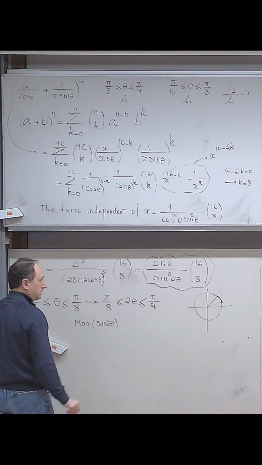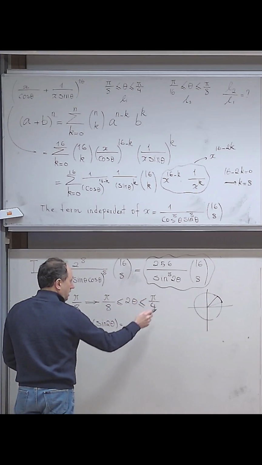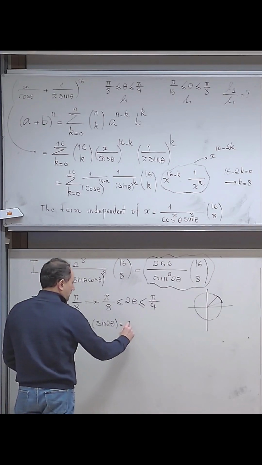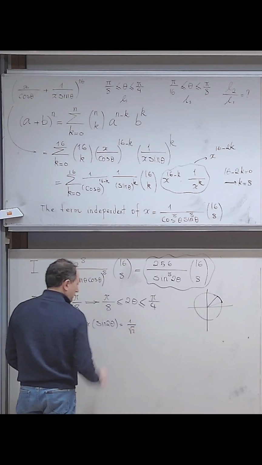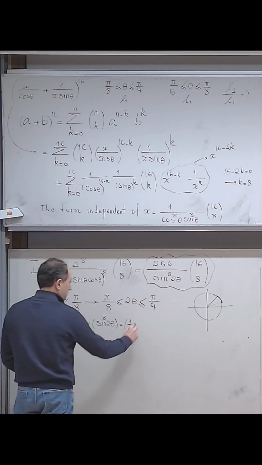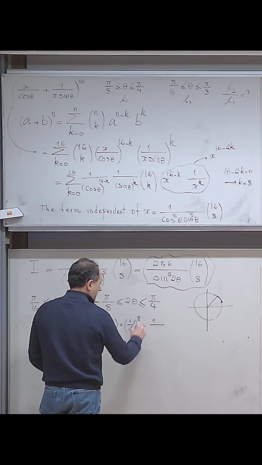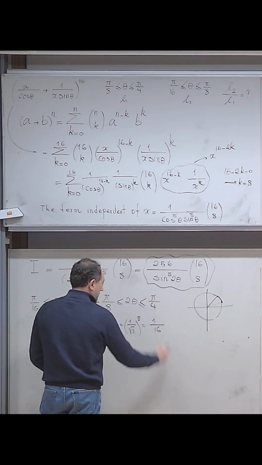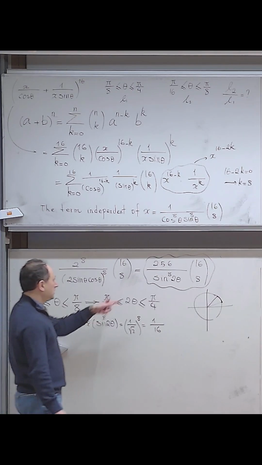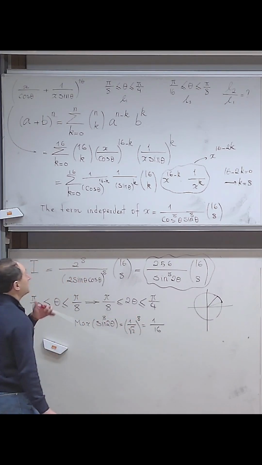So the maximum of sine 2 theta within that interval is the sine of 45 degrees, or pi over 4, which is 1 over square root of 2. If I want to find the maximum of this to power 8, I have to raise this to power 8. So this becomes 1 over 2 to power 4, which is 1 over 16. So this is the maximum value of sine 2 theta to the power of 8 within the second interval.